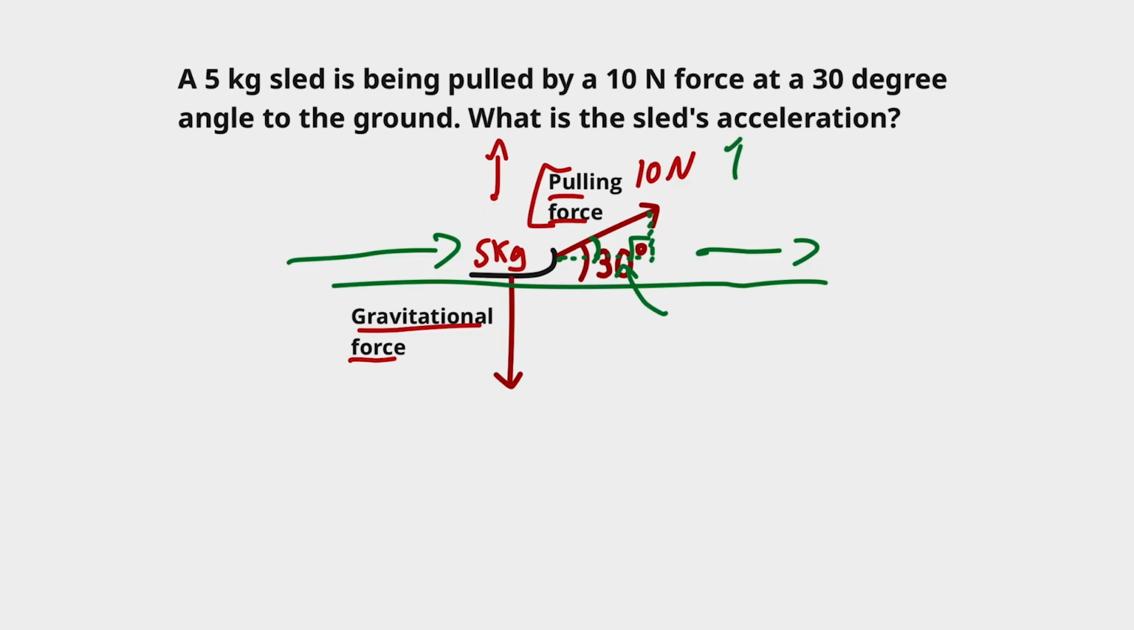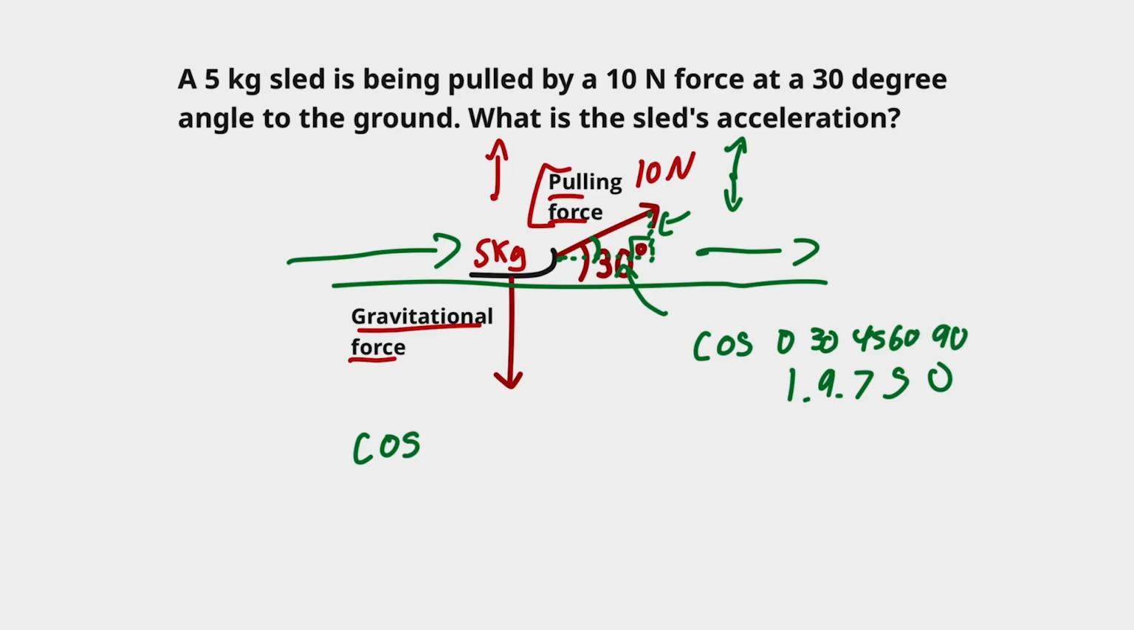Since the sled is not moving up or down in any way, we can completely ignore the vertical component of that vector. The x component of that triangle is adjacent to that angle, so we're going to use cosine. Write out the mnemonic 1975 and then add 0. That is cosine of 0, 30, 45, 60, and 90. And then just throw a decimal point in front of those.